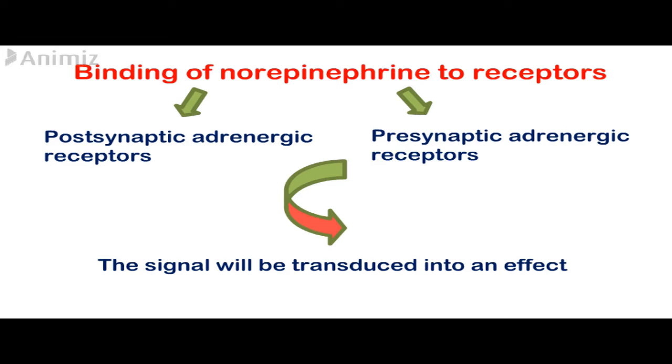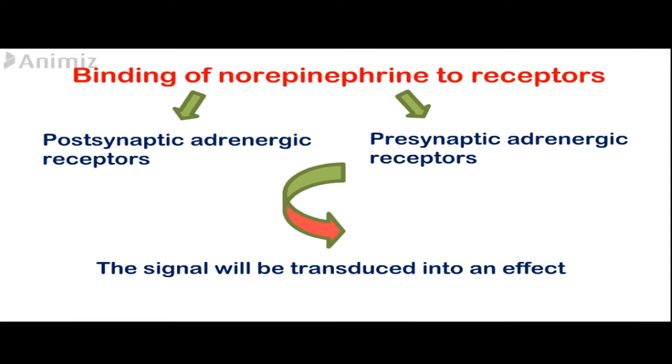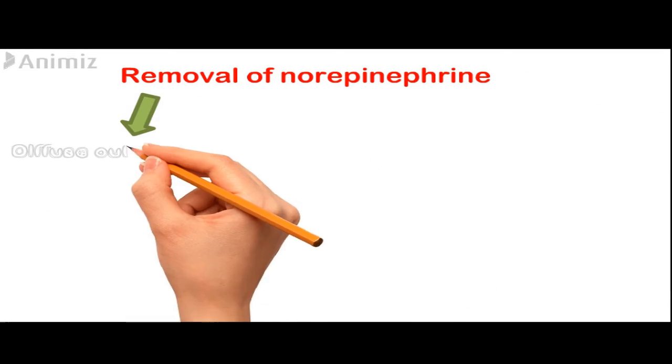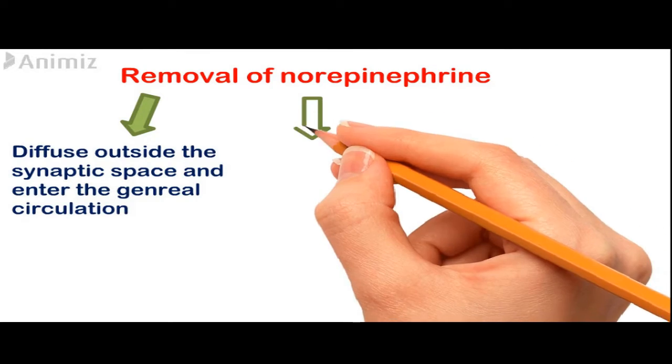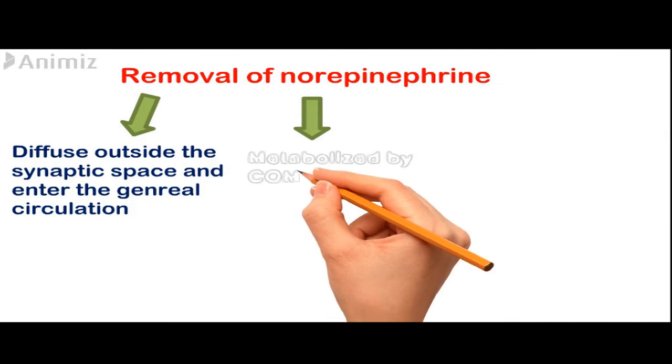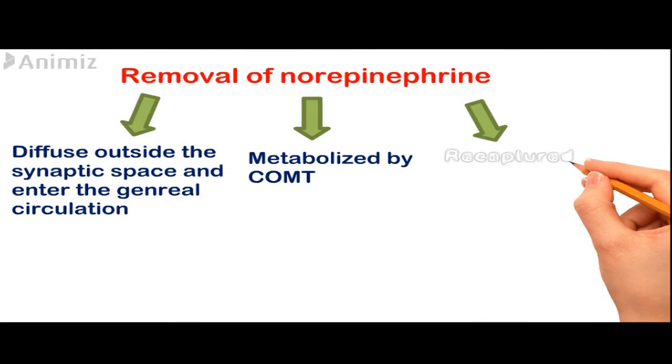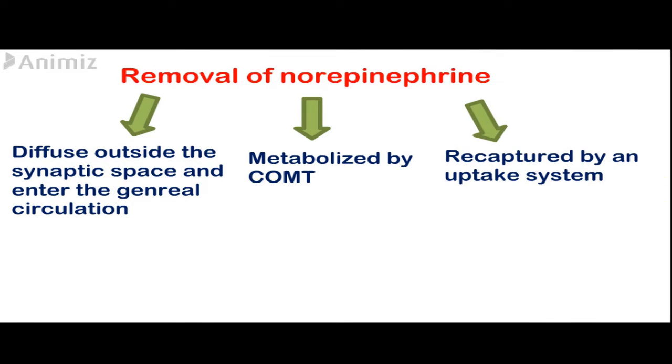So after norepinephrine shows its effect, it will finally be removed from the synapse, either by diffusing outside the synaptic space and entering the general circulation, or being metabolized by the enzyme catechol-O-methyltransferase in the synaptic space, or being recaptured by an uptake system that pumps the norepinephrine back to the neurons.